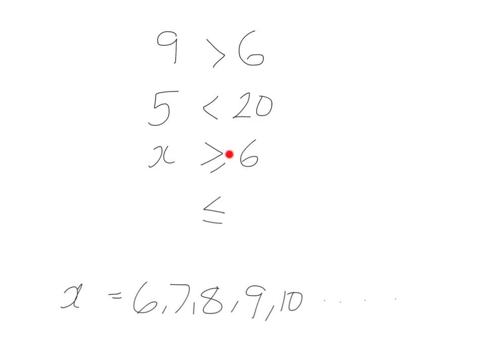Okay, I could include 6 here because it was greater than or equal to. If this wasn't here, I could just include the numbers 7, 8, 9, 10, and so on. Similarly, I could have x is less than or equal to 2, so I could have 2 and 1. Okay, we're now going to look at how to solve these.